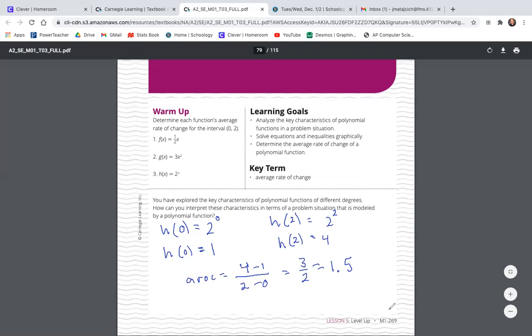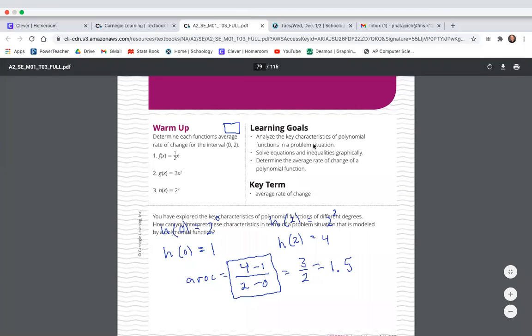You need to specify an interval, find the outputs that correspond to these x values. So you plug in the x values to get the y values essentially. And from there, this is exactly like rise over run or slope that you did in Algebra 1.